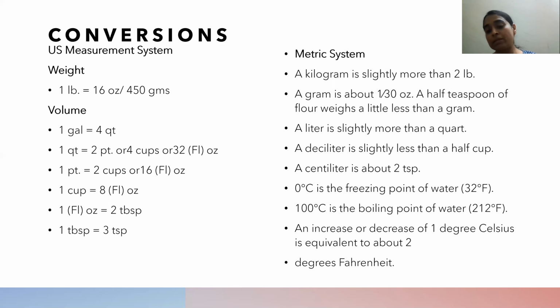0 degrees centigrade is the freezing point of water, which is equivalent to 32 degrees Fahrenheit. The boiling point of water, which is 100 degrees centigrade, is equivalent to 212 degrees Fahrenheit. Okay. An increase of 1 degree Celsius in temperature is equivalent to about 2 degrees Fahrenheit.